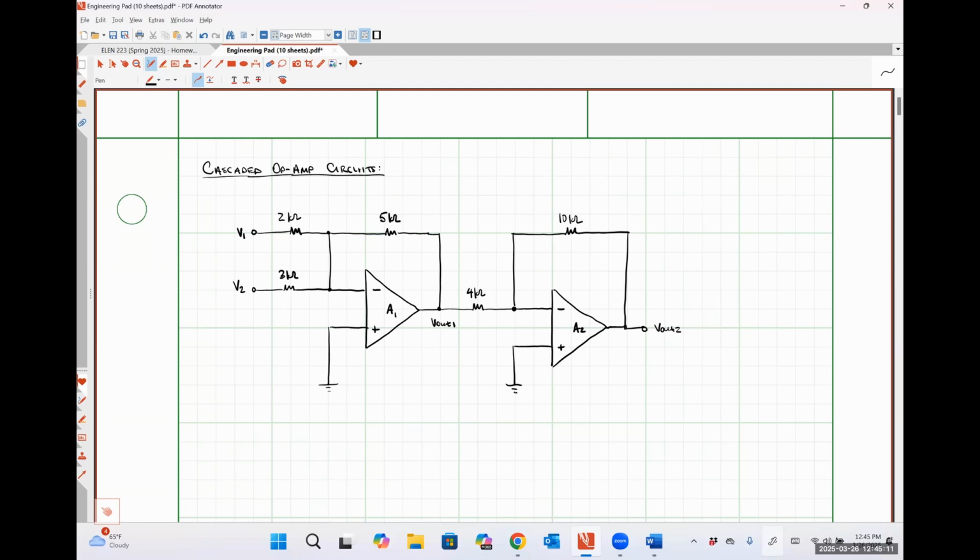So this is my system, and this is a system that contains cascaded op-amp circuits. So realistically, anytime I use the output voltage from one op-amp to be the input voltage for a second op-amp stage, I have a cascaded system of op-amps, okay? So we're going to look at this circuit in two ways, okay? So first, let me define my voltage V1 as 3 volts and my voltage V2 as 1 volt.